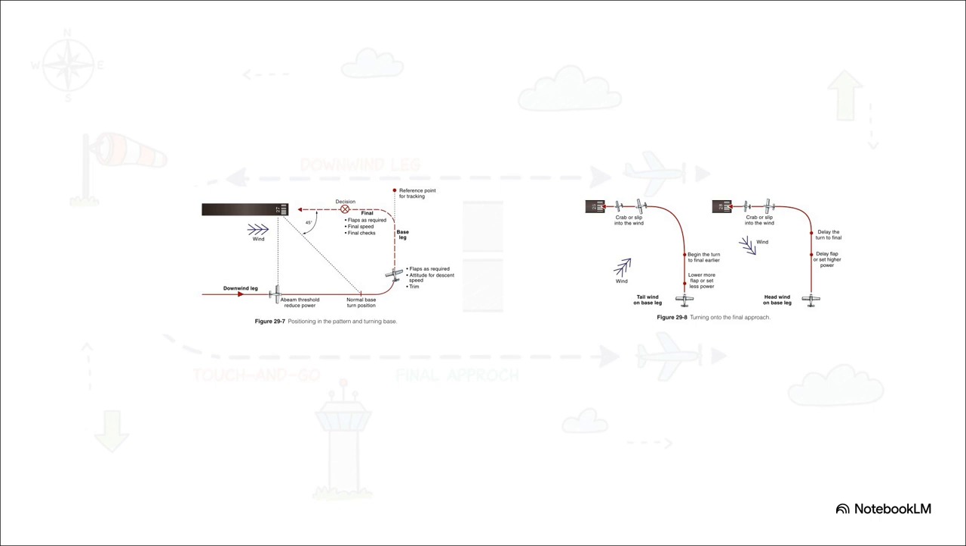Think about what wind does to our perfectly planned geometry. With a normal base turn, everything's fine. But if you've got a tailwind on the base leg, that wind is literally pushing your aircraft across the ground faster than your airspeed indicates, blowing you right through the extended runway centerline. It is a total trap. You have to recognize the environment you're flying in way before you actually reach the turn.